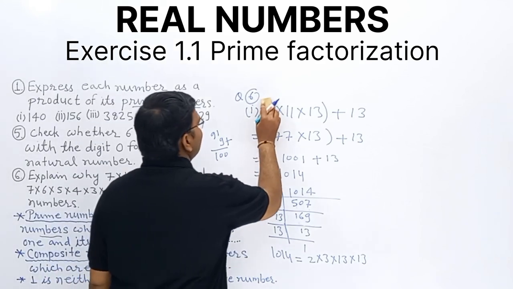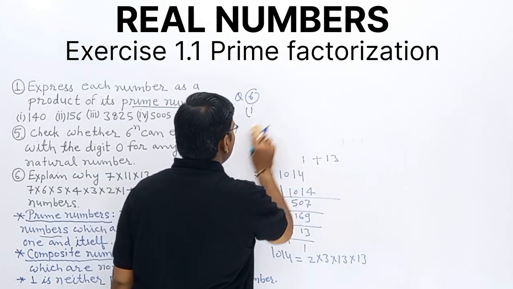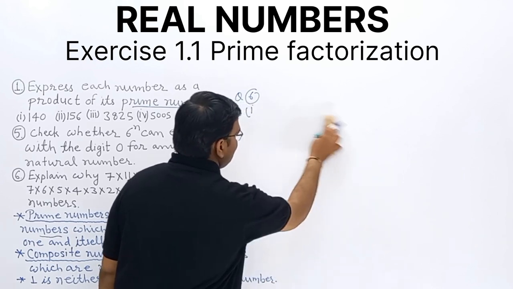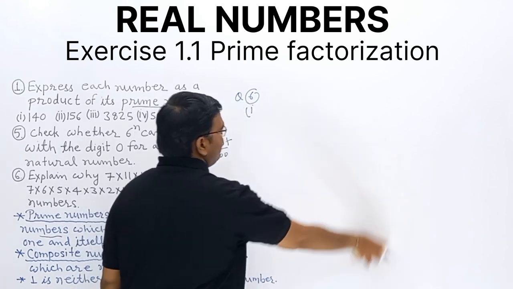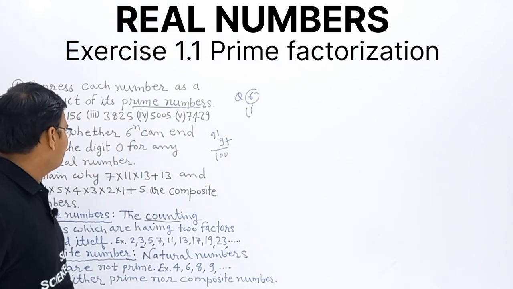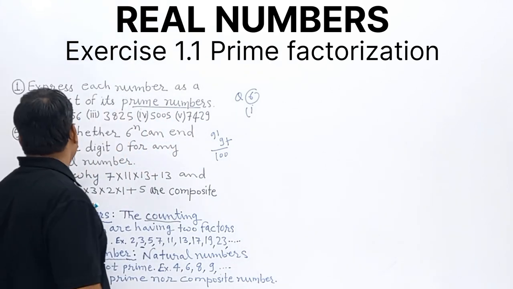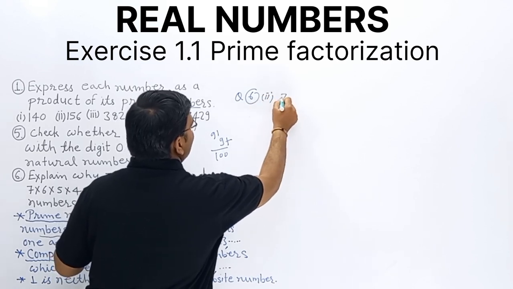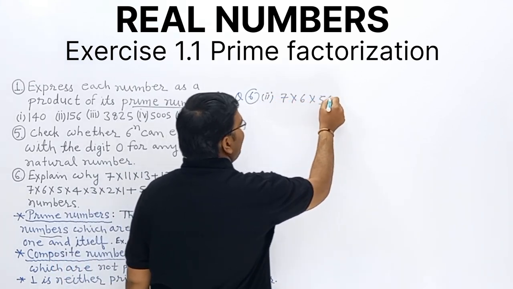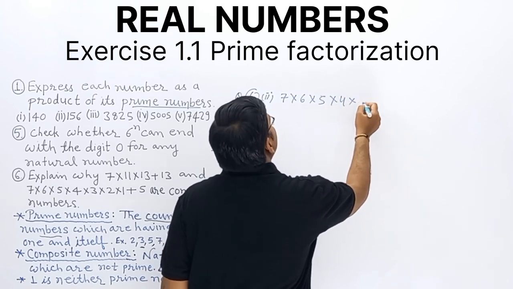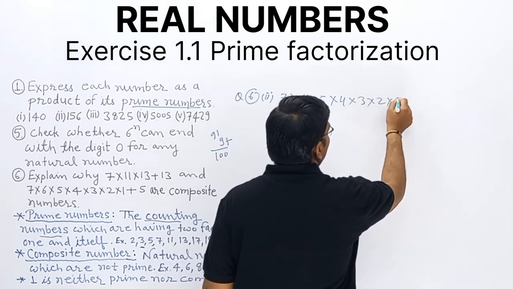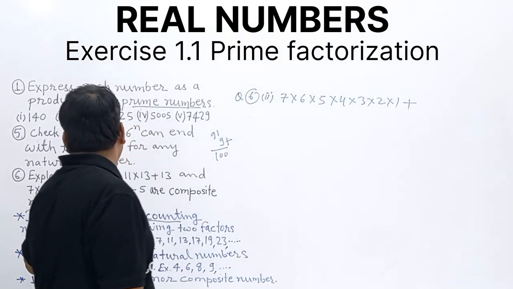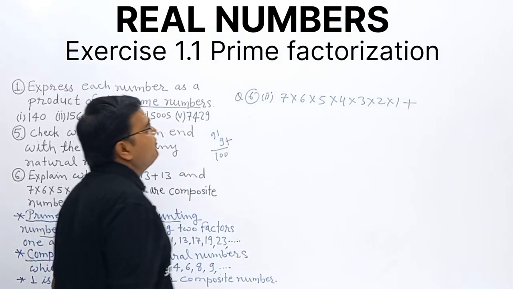Observe, the second question is given. In this question, a series of products and a plus is given. First solve this one, then conclude. What is the second one? 7 into 6 into 5 into 4 into 3 into 2 into 1, then add 5.